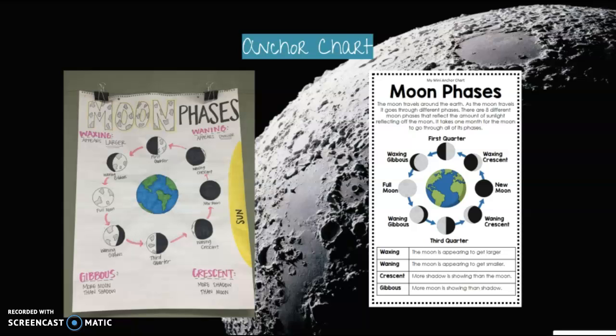I would have them write down that gibbous means that there is more moon than shadow showing. Crescent means more shadow than moon showing. Waning means the moon is appearing smaller, and waxing means the moon is appearing larger.